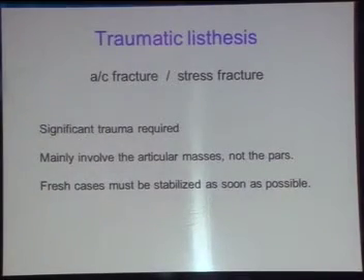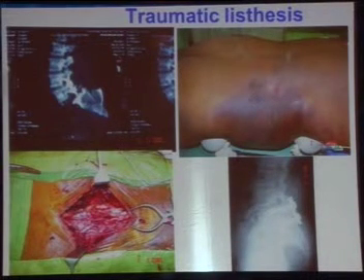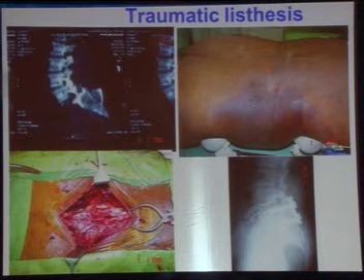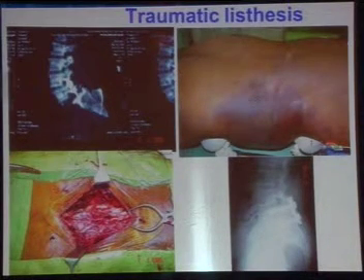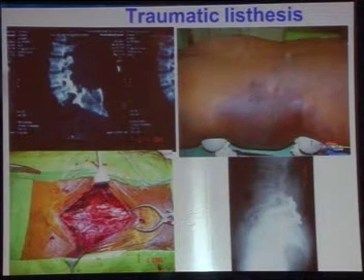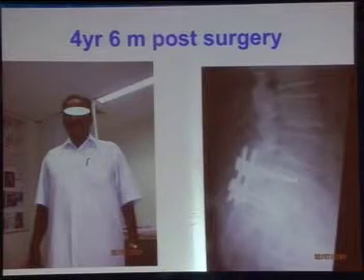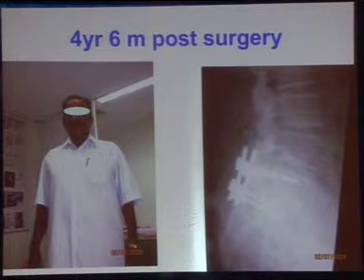And traumatic listhesis: mostly here the facet gets fractured rather than the pars. Here is an example of a high velocity trauma, a road traffic accident, with spondyloptosis, and his entire spine, the L4, L5 spinous process, everything was shattered, all the muscles torn off. So he needed urgent reduction and fixation. This X-ray is at 4 years post-surgery, and now it is 8 years. He has been doing well, except for an FHL weakness on one side. Otherwise, he is absolutely doing fine.